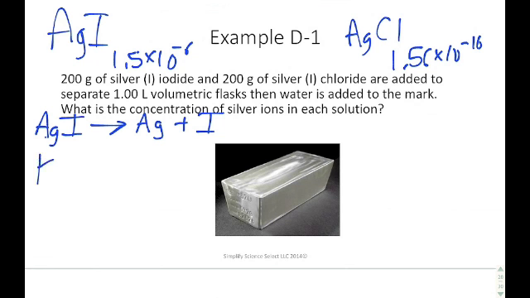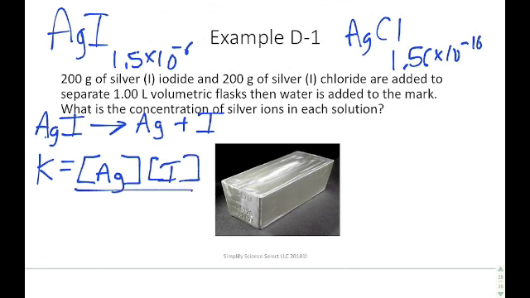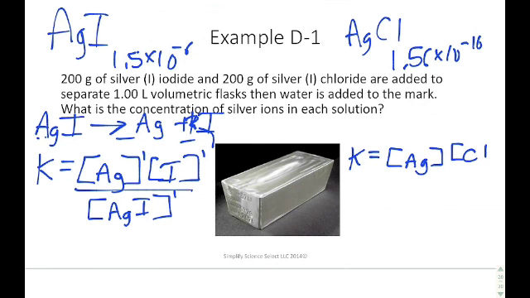Now, when you write the K expression, it is silver times iodide divided by silver iodide, and that equals the K value. All of these exponents are 1 because there's a coefficient of 1 in every part. If this was 2, then I would have to change the exponent to 2, but it's not, it's 1. You can do the exact same thing for silver chloride, with just a little bit of difference: it's chloride instead of iodide. So now this gives us an expression for the KSP value.